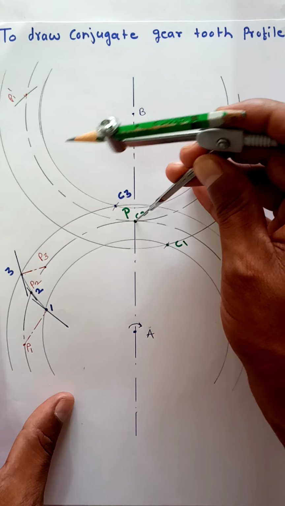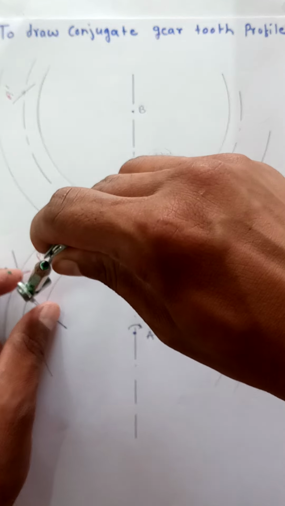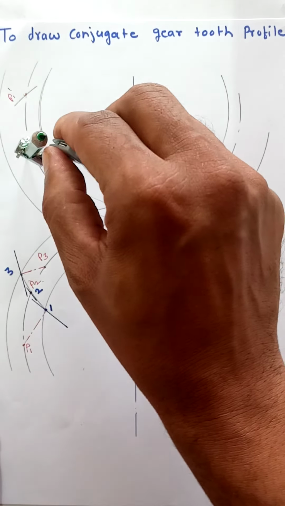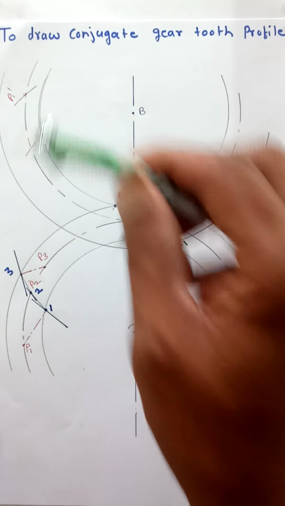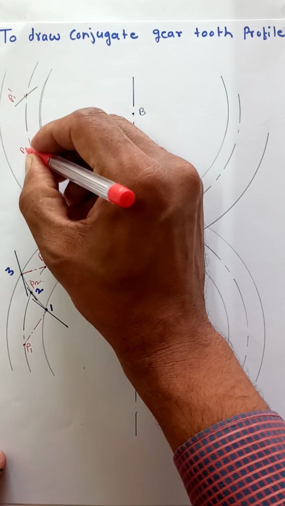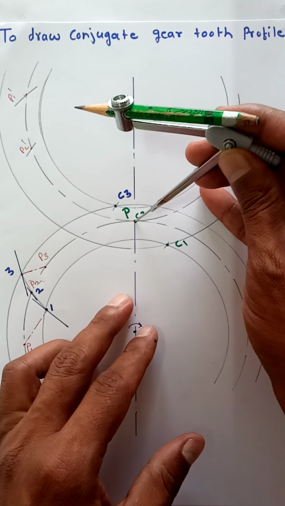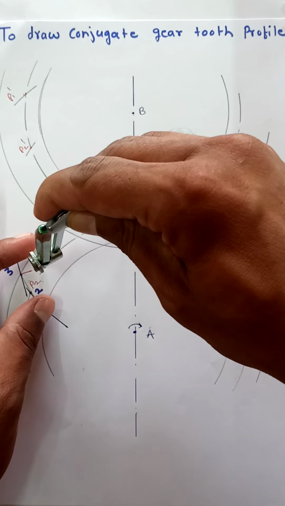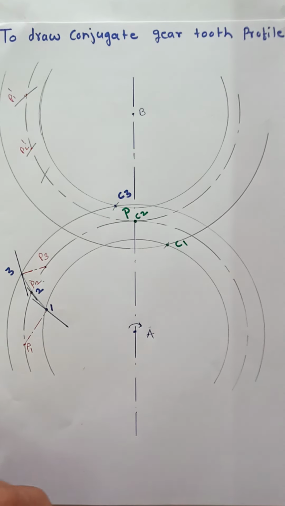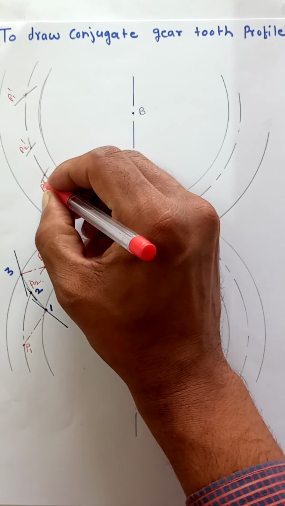Similarly for point P2, arc length PP2 on pitch circle 1 is equal to arc length PP2 dash on pitch circle 2. So this is P2 dash. Same thing for P3: arc length PP3 is equal to arc length PP3 dash on pitch circle 2.